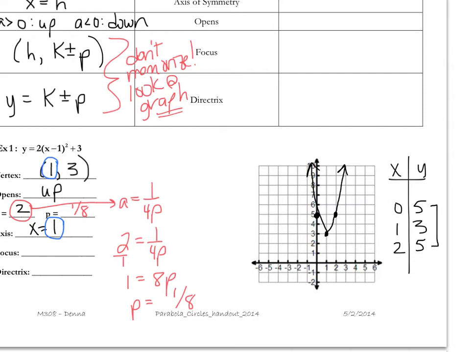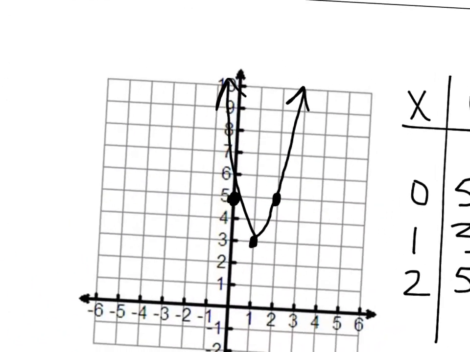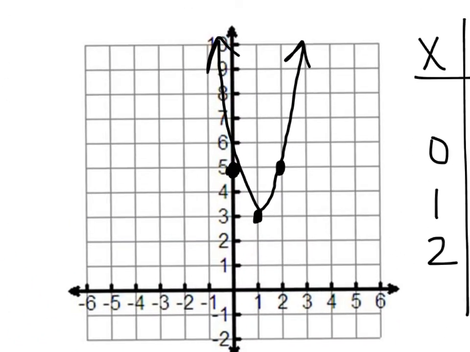So remember that p-value was 1/8. So this is kind of the weird new thing. I'm going to zoom way in on the graph here. The p-value is 1/8, and you know that the focus is always inside the parabola, so it's kind of hard to see since it's only 1/8, but you just have to go 1/8 of a unit to the inside of the parabola. Okay, and then that means that 1/8 of a unit on the outside of the parabola is the line of directrix. Kind of like an asymptote, if it reminds you of that, because I'm doing a red dotted line.